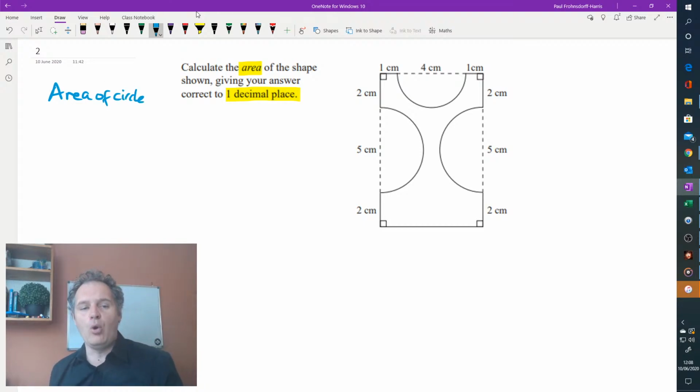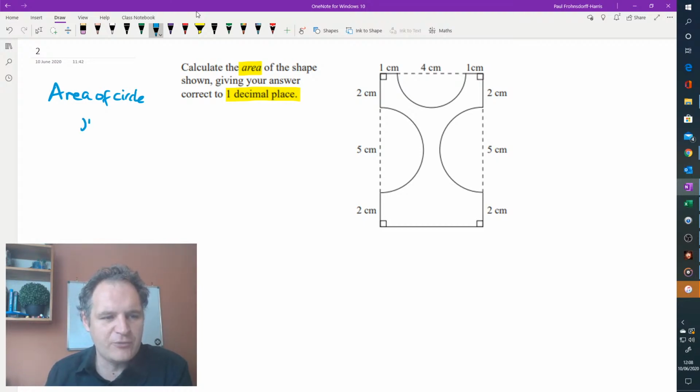Remember, please pause this if you want to do the question first before seeing how I do it, because there's nothing worse than watching me do it and then you're not actually able to learn anything yourself. Please don't just listen passively. Try this question yourself first and then see if you get the same response.